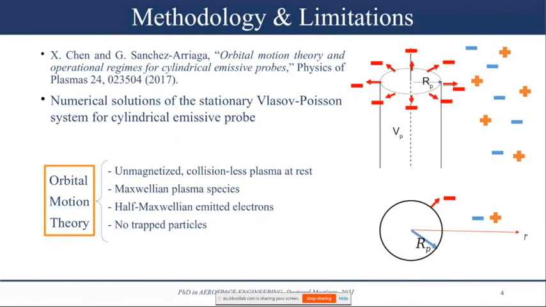A few years back, Gonzalo and Shin presented a stationary Vlasov-Poisson system for an emissive probe in cylindrical geometry based on orbital motion theory. In this model, the plasma is considered to be unmagnetized, collisionless, at rest, and Maxwellian and half-Maxwellian distribution functions are considered for plasma species and emitted electrons respectively, and trapped particles are ignored.